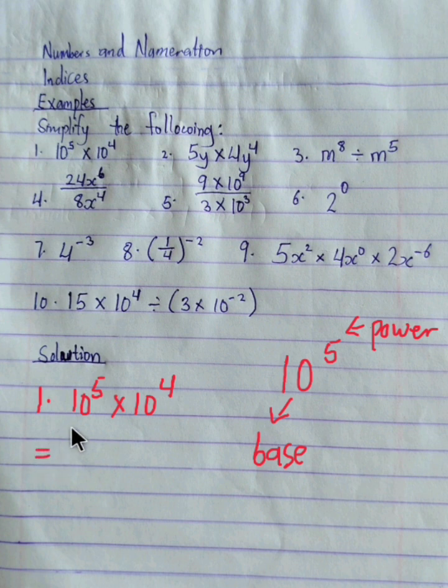Now, whenever you have two indices that have the same base, as you can see, the base of the first indices here is 10, and the base of the second indices is also 10. Once the bases are the same and we are asked to multiply, we are going to add the powers. So we are going to have 10 raised to the power 5 plus 4. The powers are 5 and 4 respectively, and 5 plus 4 is 9. So the final answer is 10 raised to the power 9.